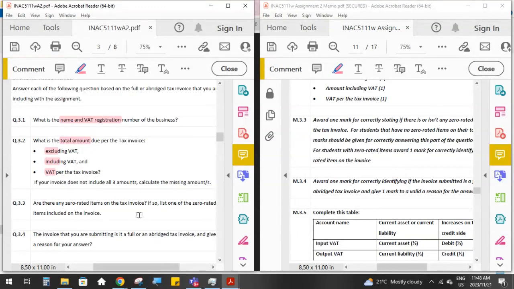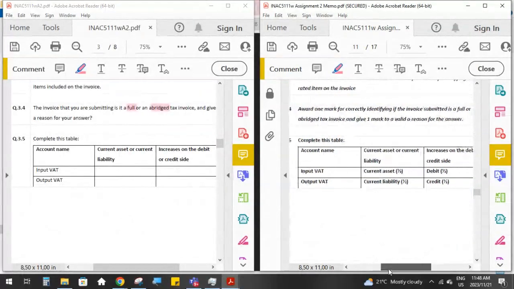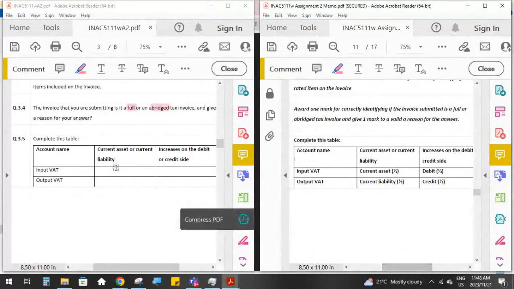Okay. So just make sure you understand that full or abridged is about what information is on the invoice, not what the Rand value of the invoice is. And then complete the table.